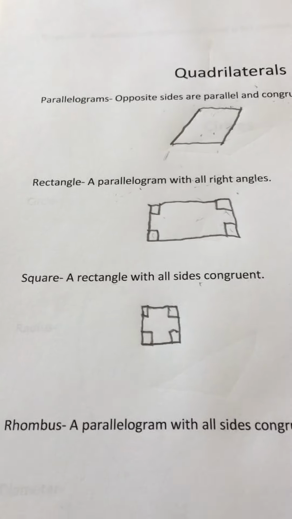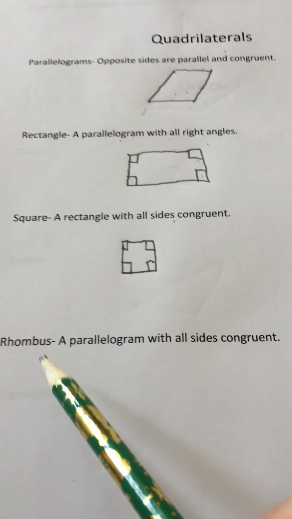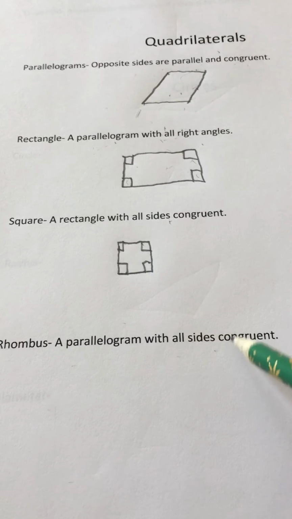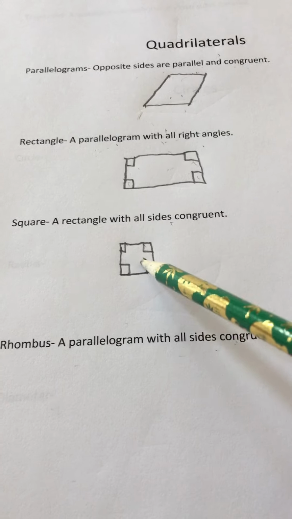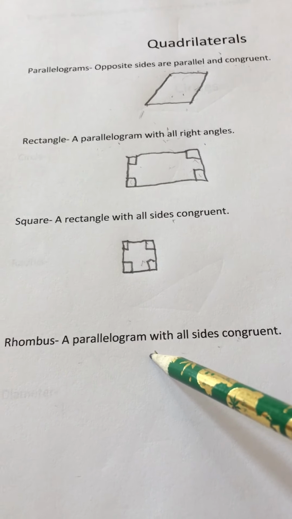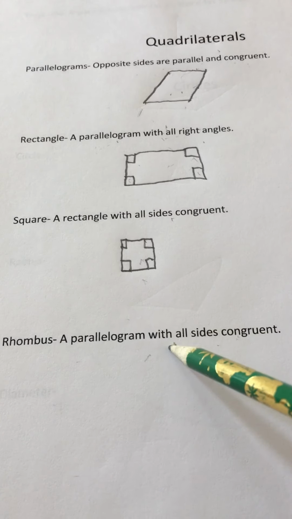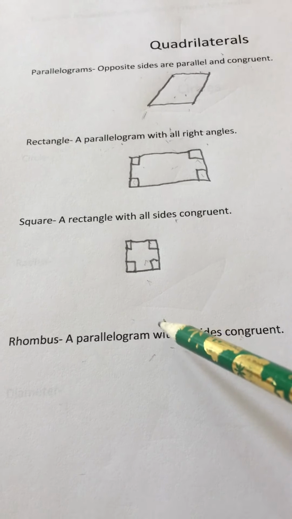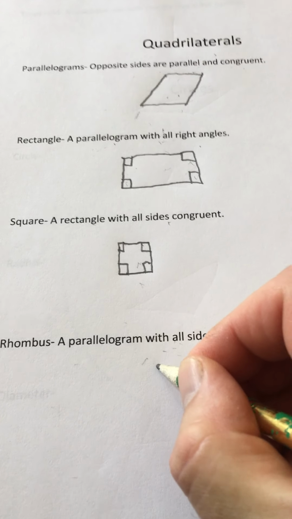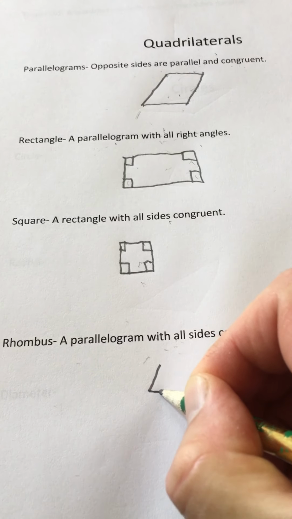There we go. Very nice. Thank you. All right, a rhombus is a parallelogram with all sides congruent. Now, what's different? A square can be a rhombus, all right? But it doesn't have to have what? All right angles. And most people say it's a diamond.